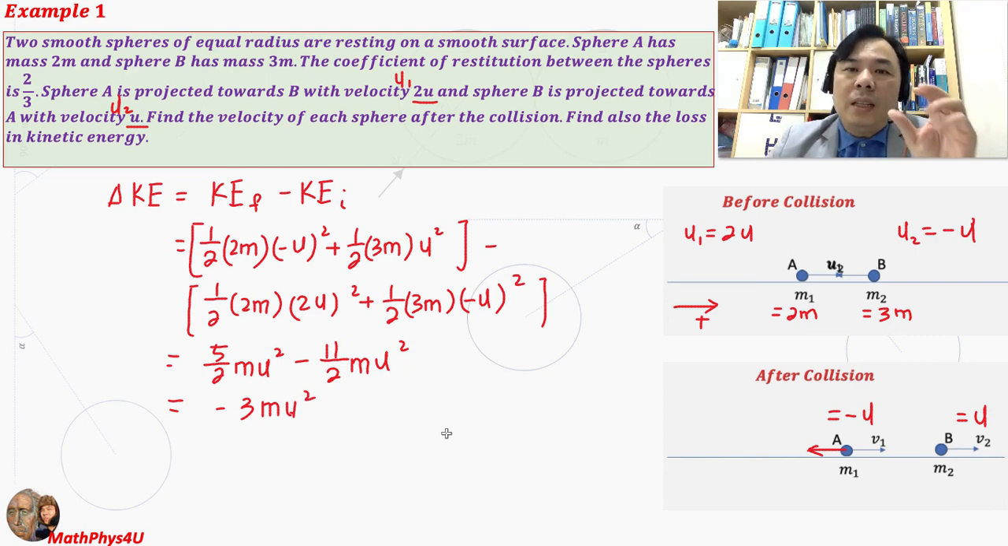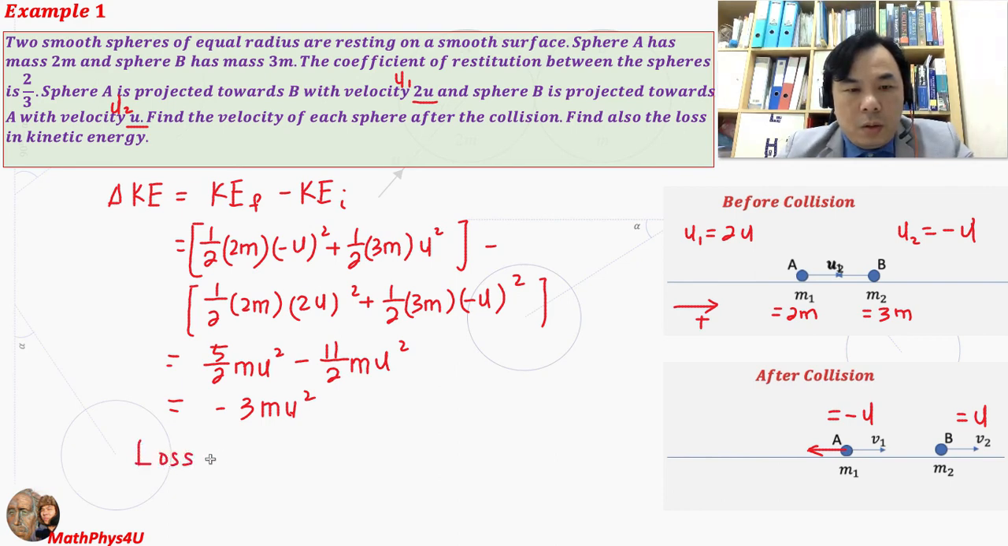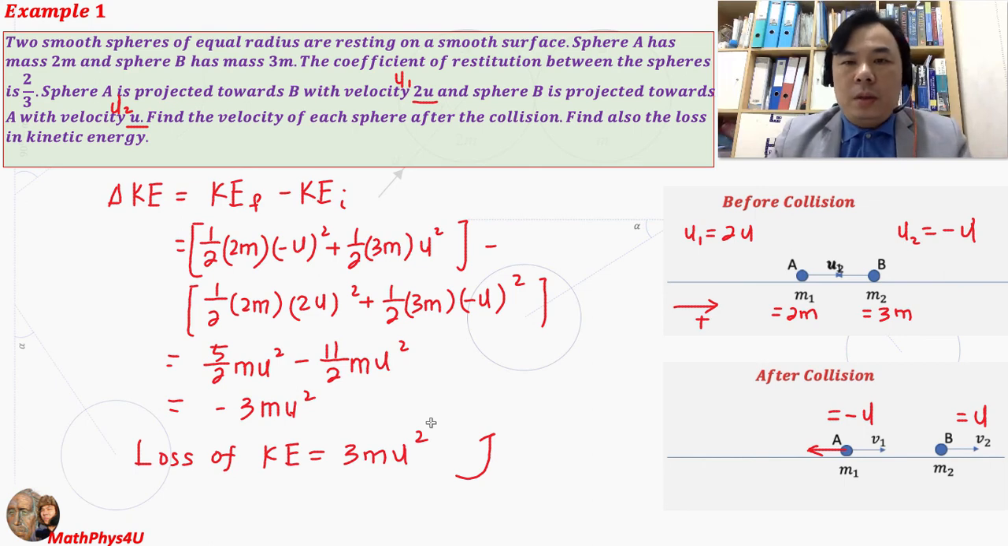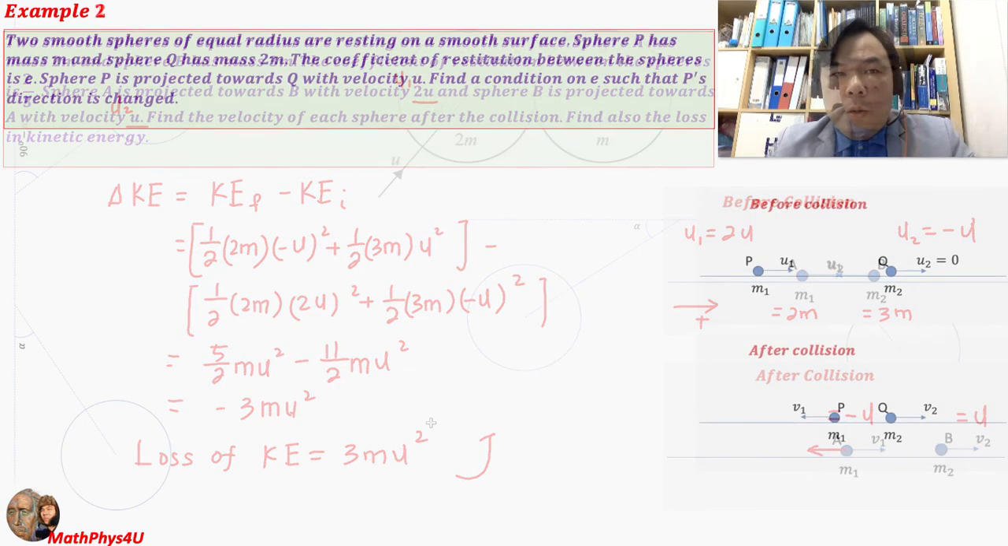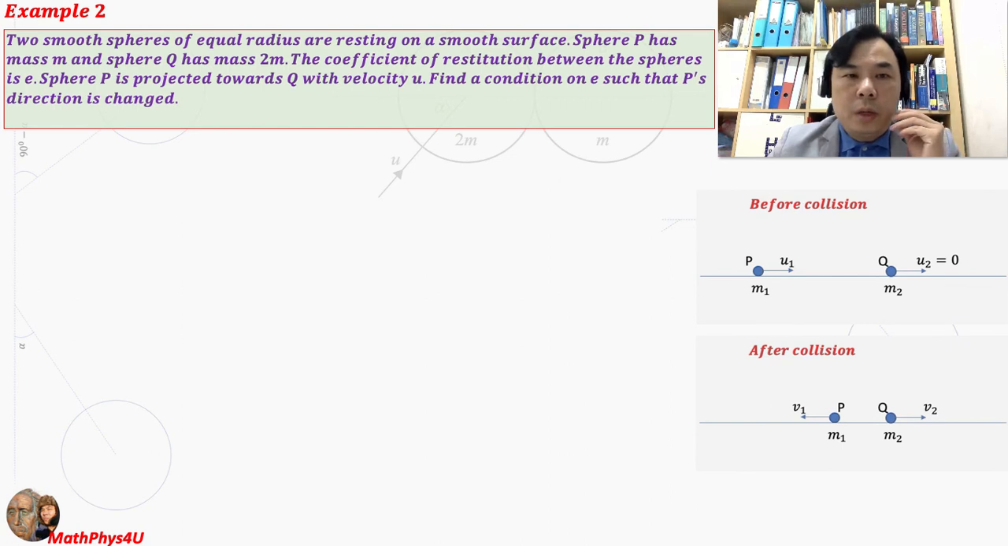Okay, now the negative sign actually indicates there's a loss in kinetic energy. Therefore, finally, we are going to write down the loss of kinetic energy is about 3mu² joule. All right, now I hope that is clear for this question here. Let's look at our last example for today before we proceed on to part 2 of this momentum.